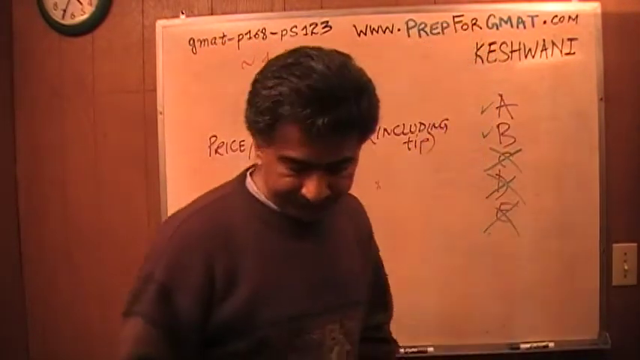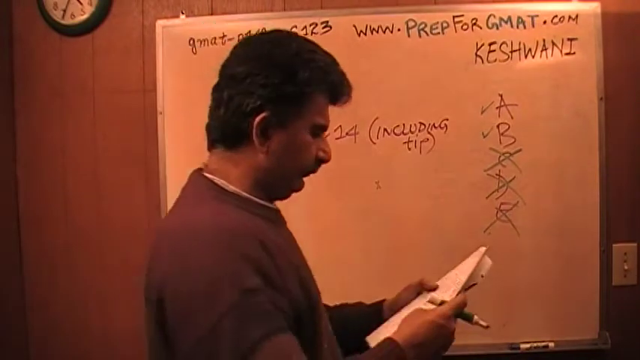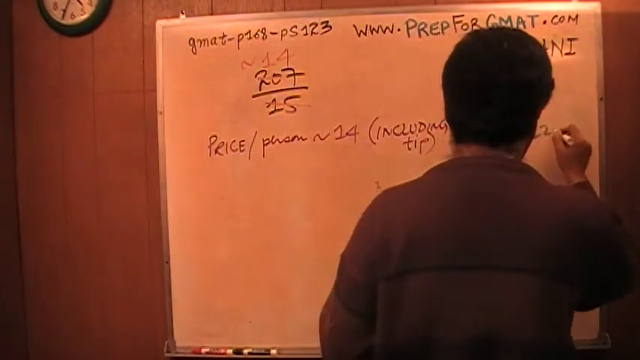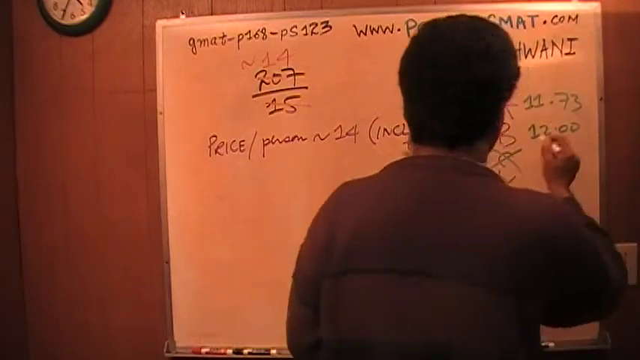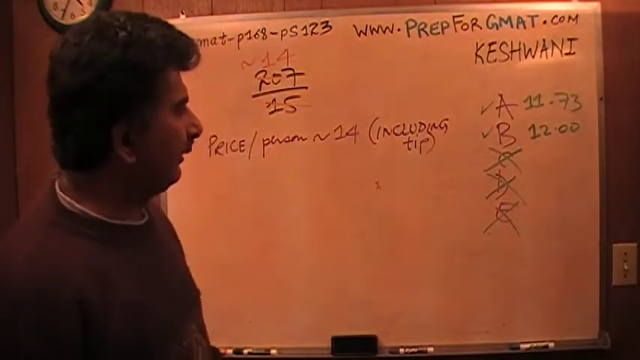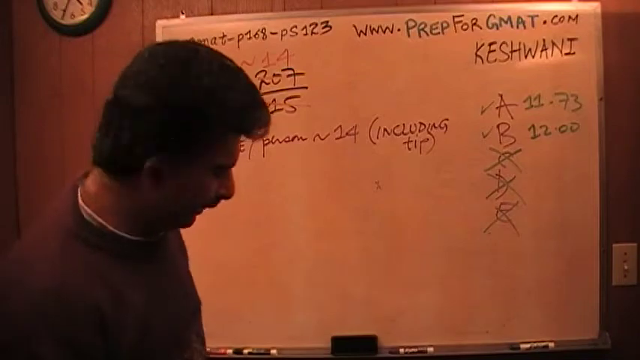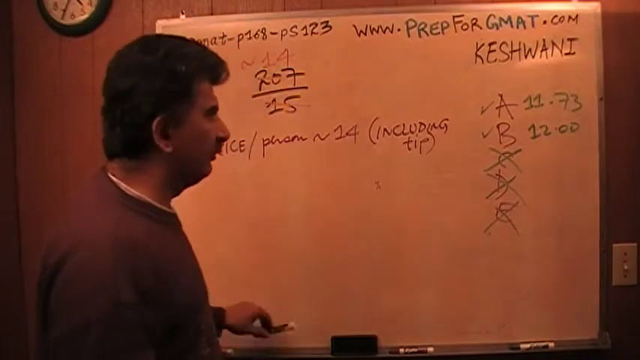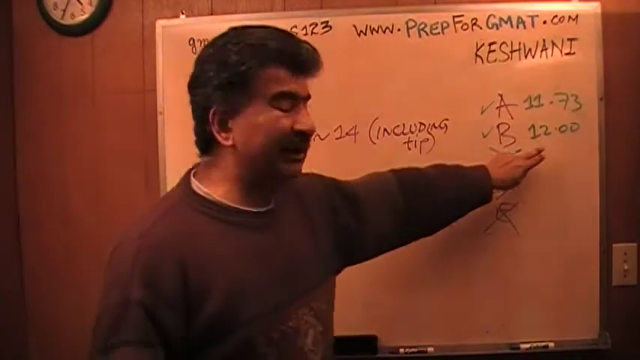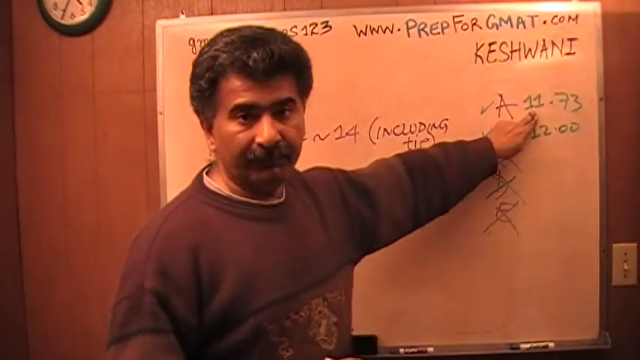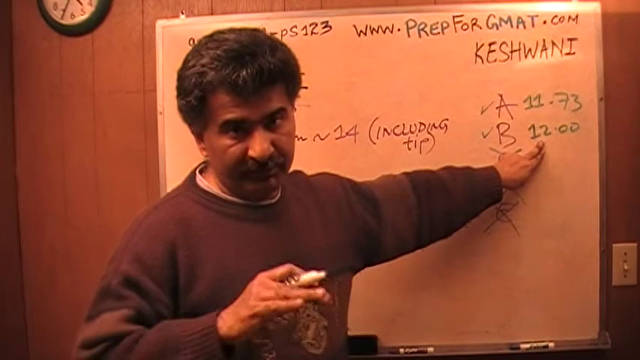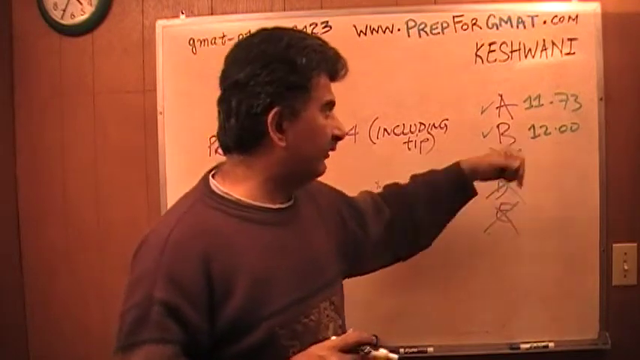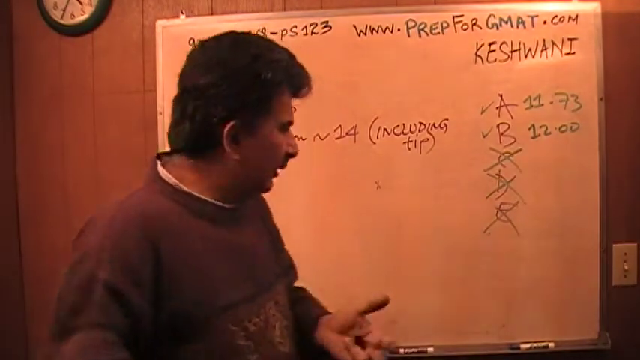What does B say? B says $12 and A says $11.73. I'm going to try B. I'm going to pick B and see if it works. If it turns out that B is too large, then I know the answer is A. I'm either going to get lucky with B, in which case the answer is B, or if it doesn't work, then I know the answer is A because B is going to be too large. We're going to see in a second.